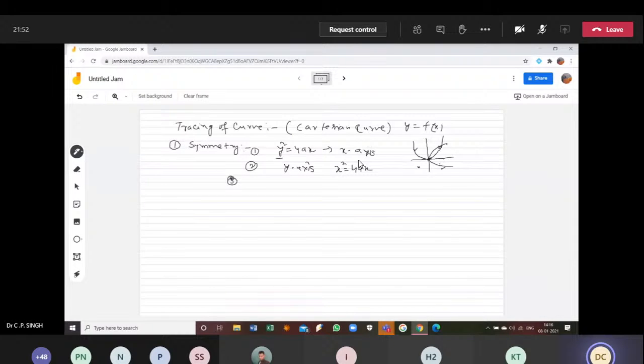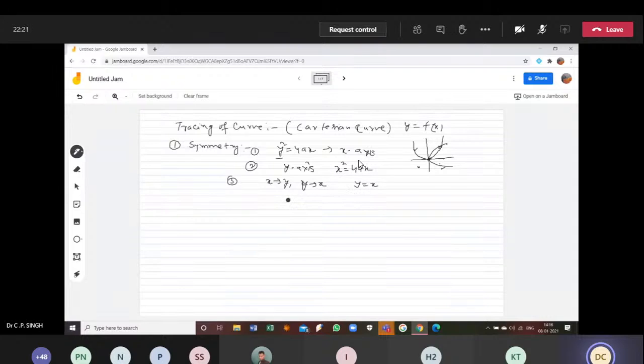Now the third one is that if x and y are interchanged, meaning you replace x with y and y with x, and the curve remains the same, there is no change in the curve, then it is symmetrical about the line y is equal to x.